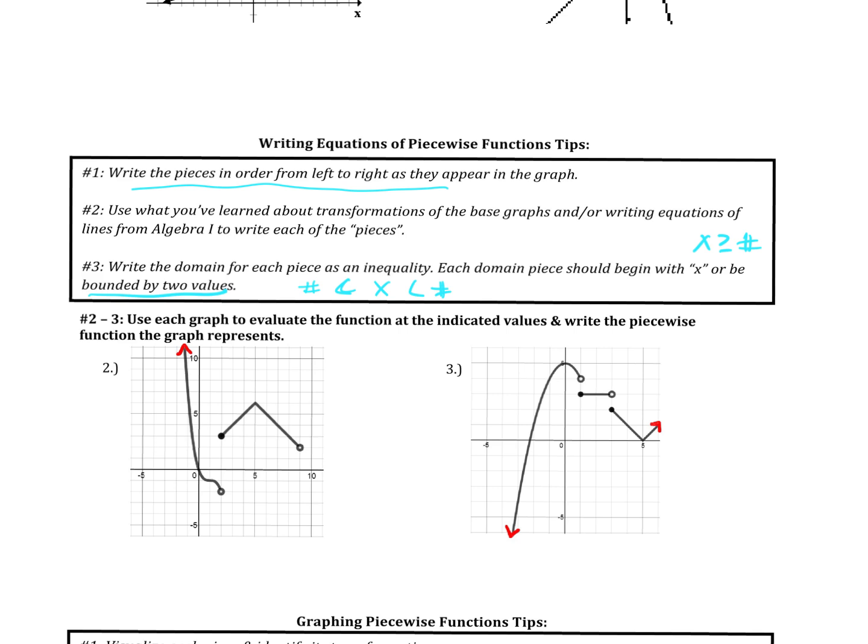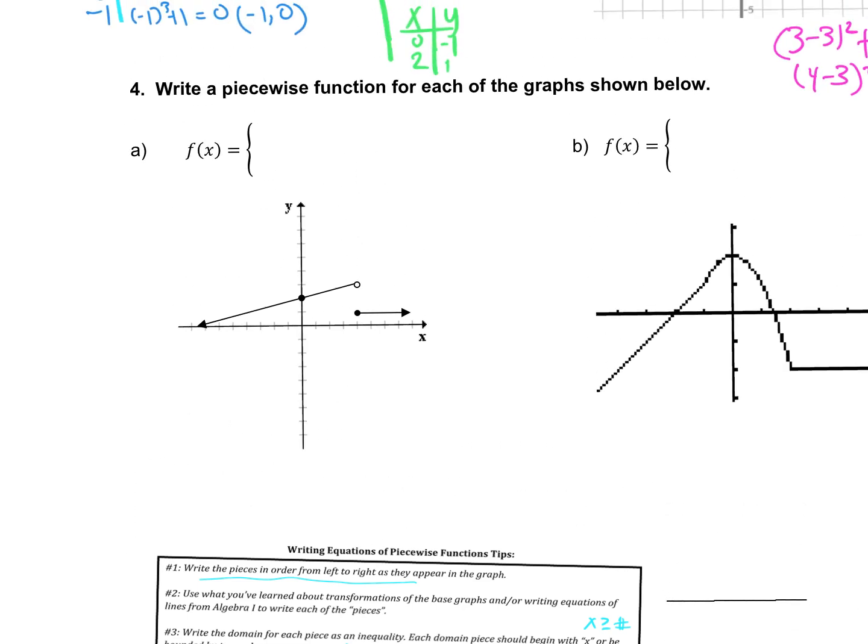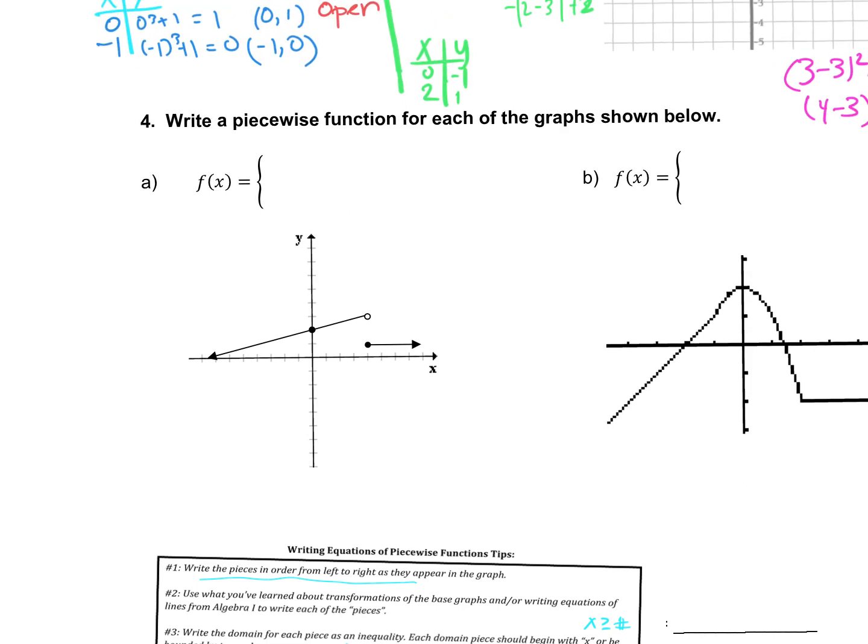So let's go back to our notes to number 4. Okay, so we're going to write each piece, but first when we do this, we're going to go from left to right. Okay, so we're going to start with this one. So what you want to do is identify it. We know that this is a linear graph. It has an open circle here. Okay, this, by the way, this value is a 4.